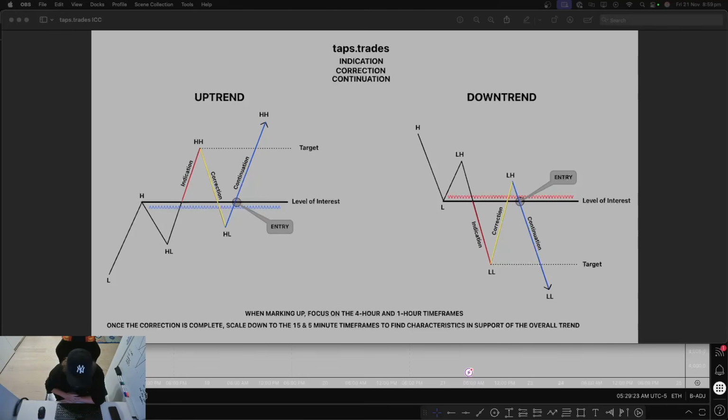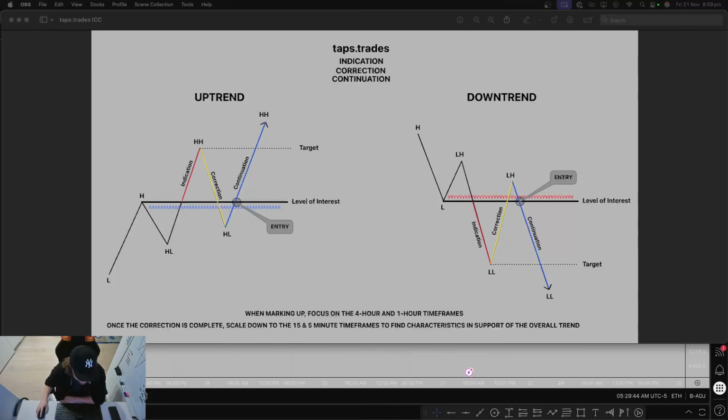So I'll run through that example, but before I do that, like every video that I have done so far, I just want to run through the ICC strategy for those that are new. If you are familiar with this strategy, please feel free to skip this section, and then we can run through the example after I've run through the ICC strategy.